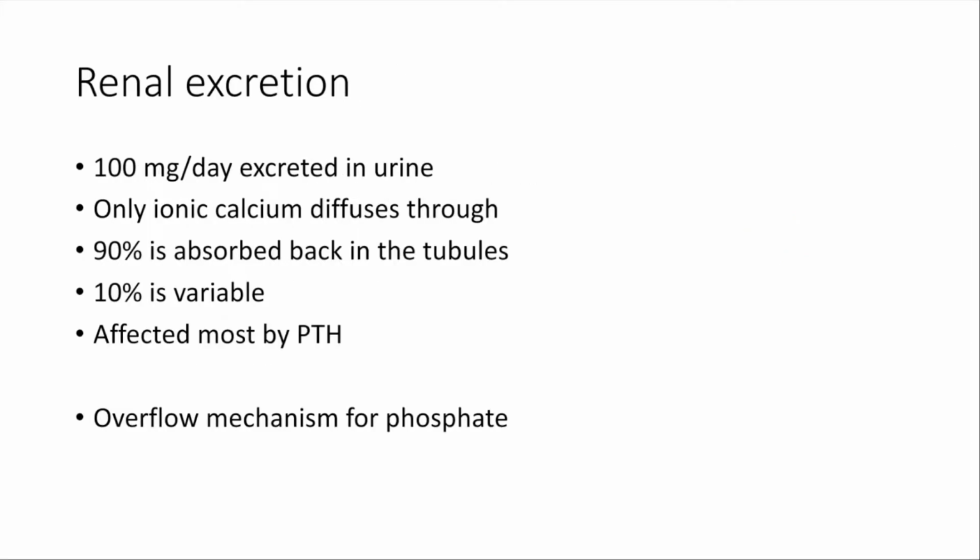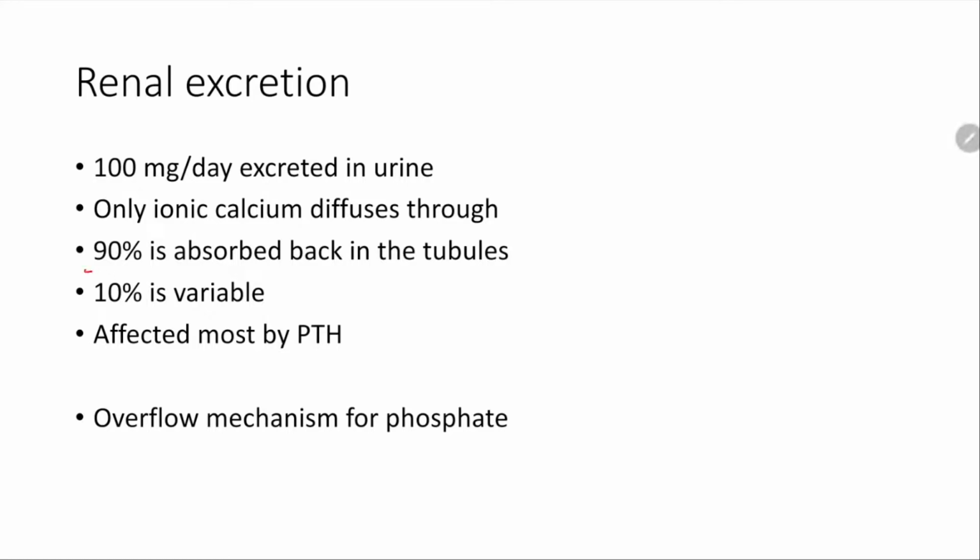How does this calcium leave our body? Calcium is mostly excreted out through the kidneys. About 100 milligrams per day is excreted in the urine. Only ionic calcium diffuses through. So if for some reason the calcium is attached more to the anionic substances or to the proteins, then that will not be accounted for in the renal excretion.